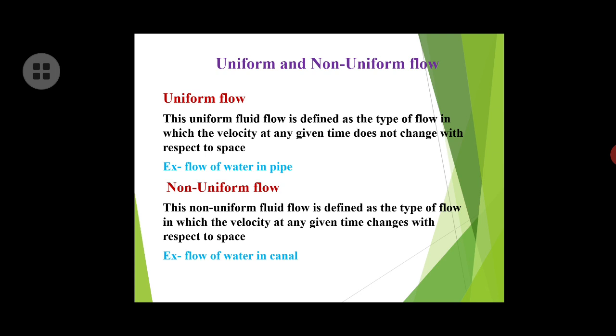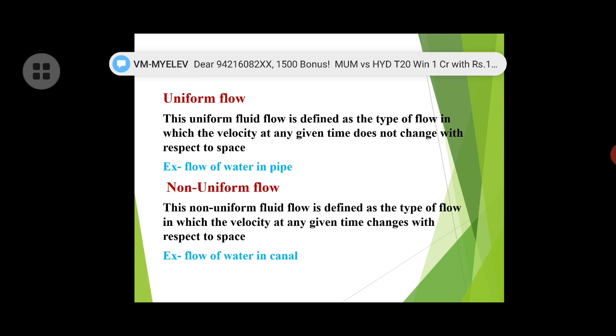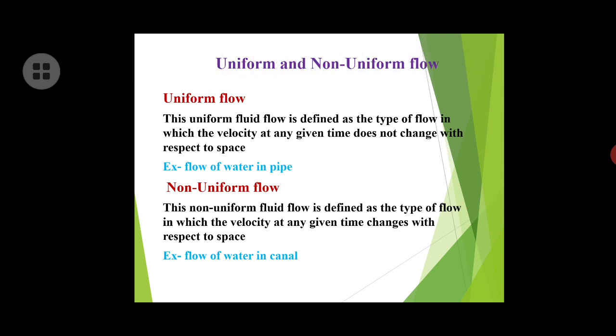And non-uniform flow is defined as the type of flow in which velocity at any given time changes with respect to space. Basically these are the two types, uniform flow and non-uniform flow. An example of non-uniform flow is flow of water in a canal. In uniform flow, velocity at a given time does not change with space; in non-uniform flow, it changes with space. Write down.